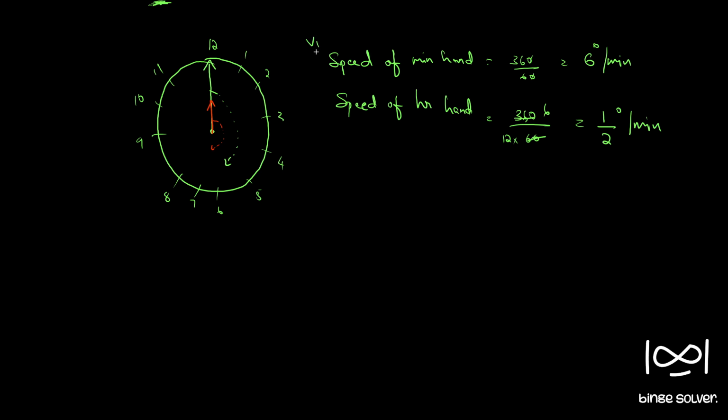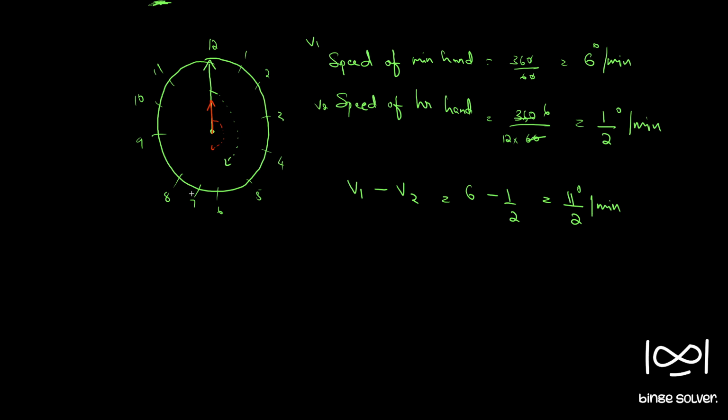So it's like this is V1 and this is V2. If you ask what is the relative speed of the minute hand compared to the hour hand, it is V1 minus V2, which is 6 minus 1 by 2, that is 11 by 2 degrees per minute. So this is the relative speed.